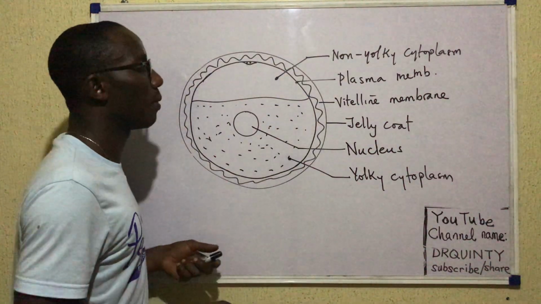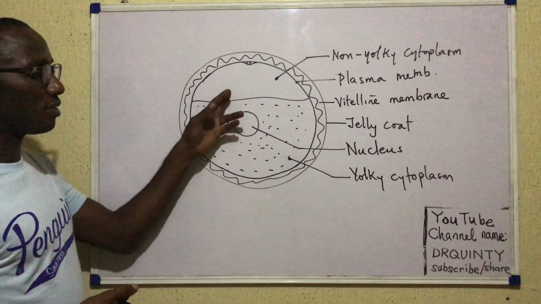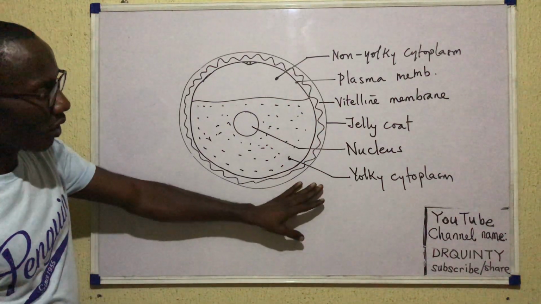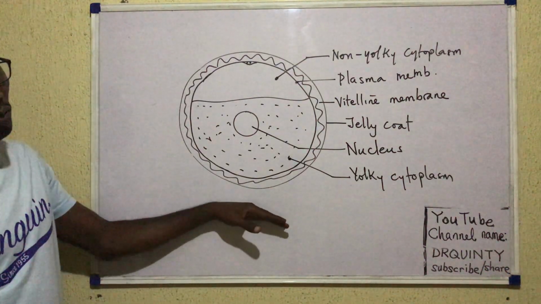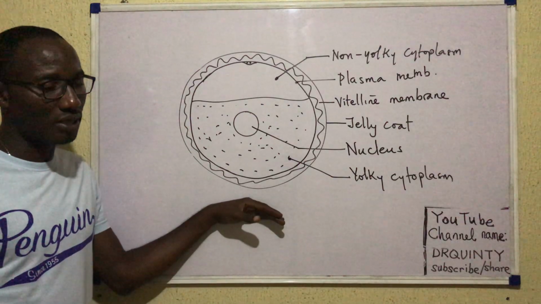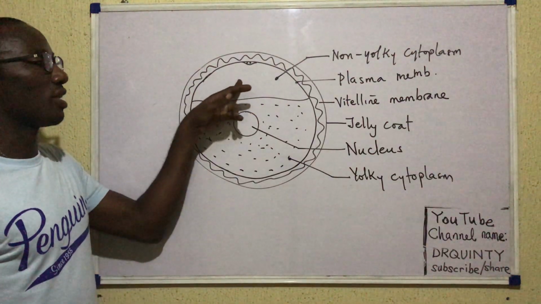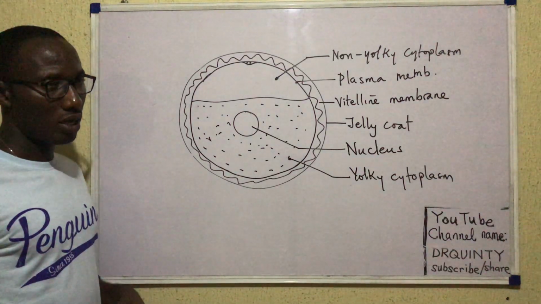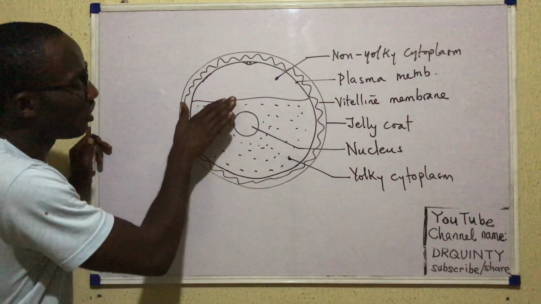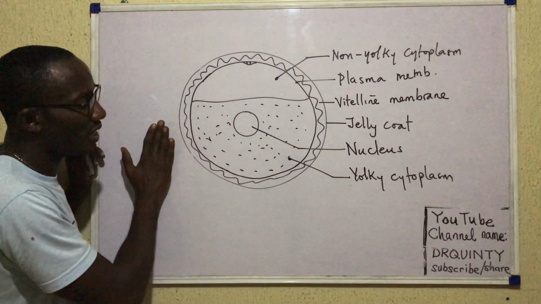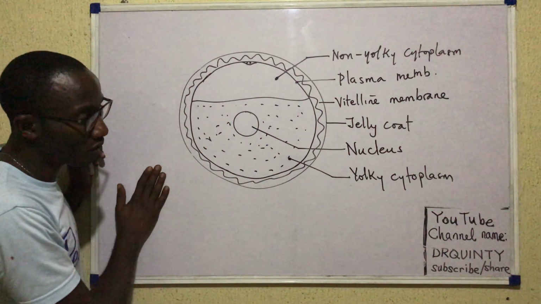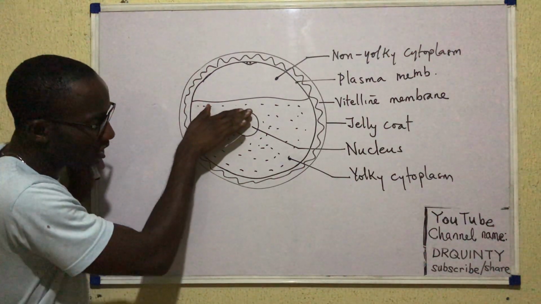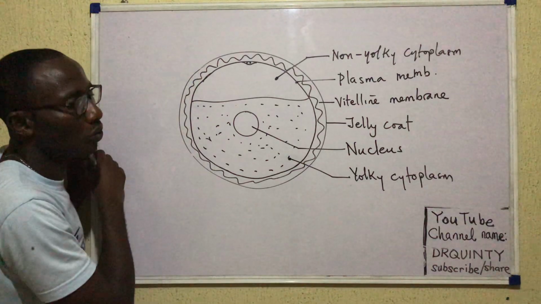But for now, we are assuming that this egg in focus has yolk on one side of the egg, what we will refer to later as a telolecytal egg, and the rest of the cytoplasm here is clear and devoid of yolk. Now, based on the distribution of the yolk, we say that this egg shows polarity. Yes, it shows polarity in that there's the yolky pole and the non-yolky pole.